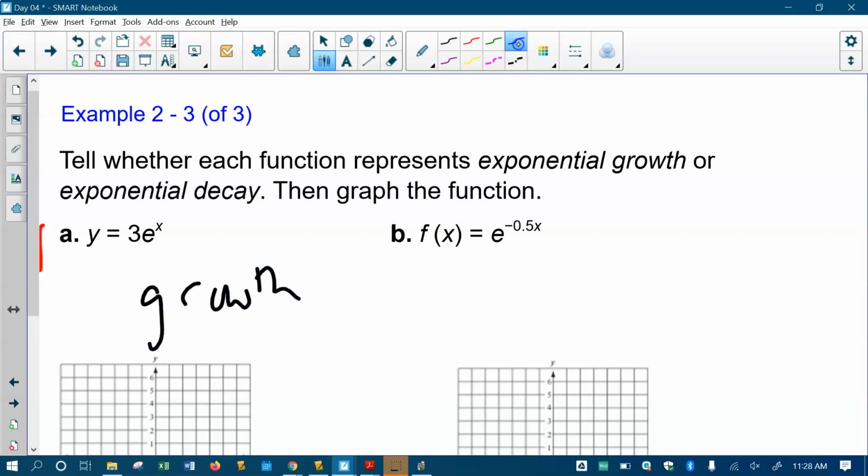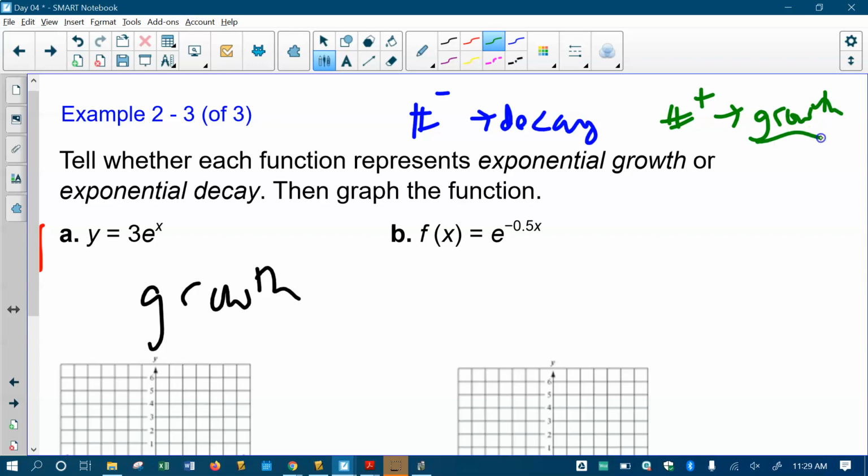Because, again, when we have a number, and we have to be careful here, when we have a number to a negative exponent, that's usually going to be decay. And when we have a number to a positive exponent, that's usually going to be growth. But I'm going to give you a chart in class that's going to help you unpack that a little bit more, because that's not always true. For this one, e to the negative 0.5x, that's going to be decay because of the negative sign in here.